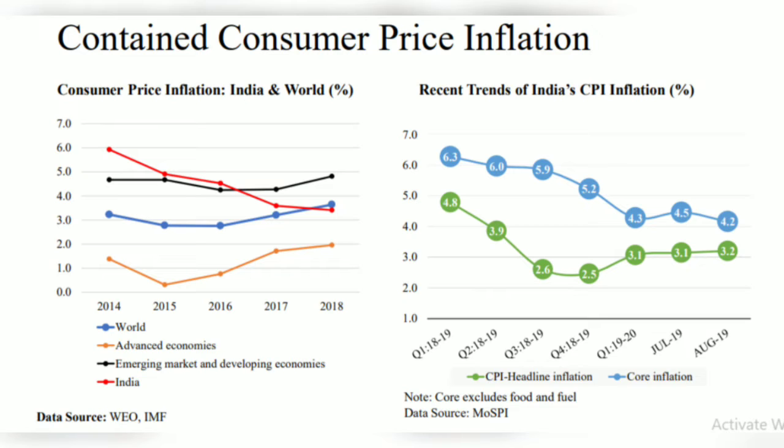There are four lines you can see here: world, advanced economies, emerging market and developing economies, and India. As you can see, the world, which shows the average CPI across the countries, was around 3.8 percent during 2018, whereas India's was around 3.5 or 6 percent in 2018.